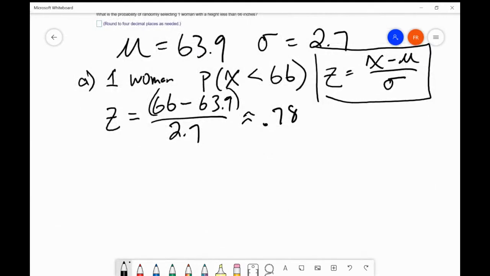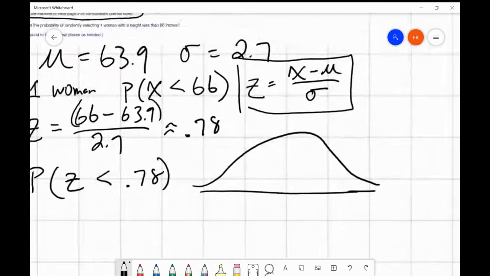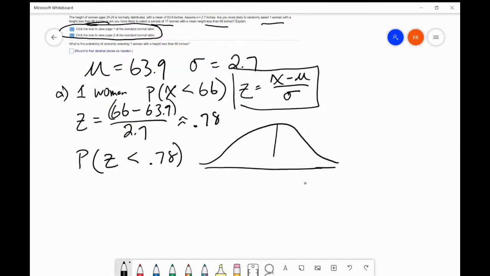So the first thing I'm going to write now, we're looking for the probability that z is less than 0.78. Again, I want to get a visual of what that means. So here's my normal curve. And let me see. Here is 0. Here's 1. Here's 2. Here's 3. So 0.78 is probably going to be somewhere right about there.